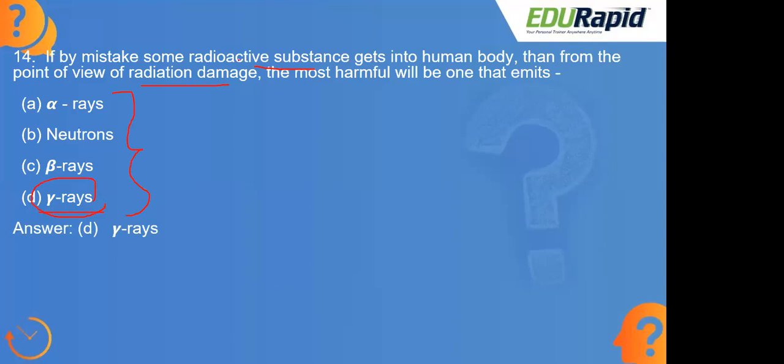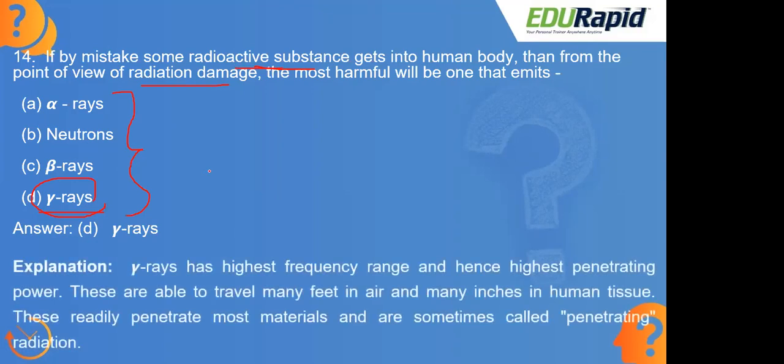If a radioactive substance accidentally enters our body, the gamma rays present in it have a high frequency range, so they can move very fast, and they also have high penetrating power. Because of this, they can travel many feet in air and many inches in human tissues. Tissues are groups of cells, right? So gamma rays can penetrate all the tissues easily, and when penetrating, they can damage the tissues in our body.